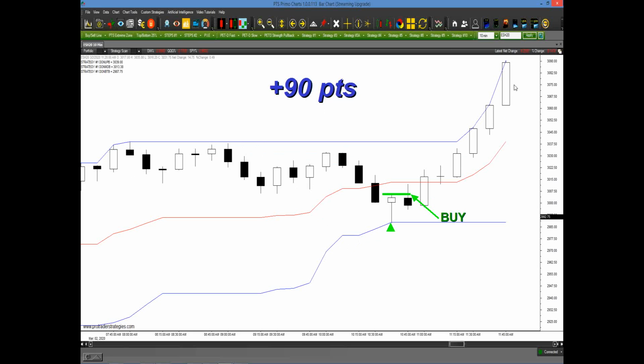I think I traded this. I don't think I made 90 points. I think maybe I took about 10, but it's up to you how you want to actually trade this.